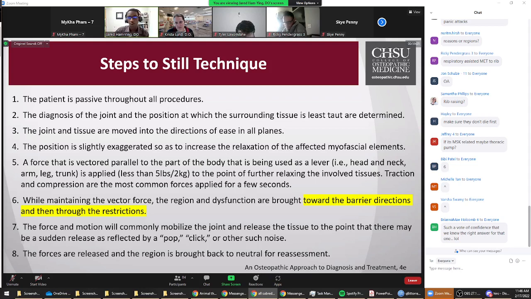Holding that force down is going to further disengage that joint space, cause more laxity there, more unloading of that area, and allow you to then push into the barrier. All right, so you start in that ease, exaggerate the ease. You're going to have that force applied, compression or traction, and then you're going to move while holding that compression or traction vector force into the restriction. Okay, it's a very quick process. We're going to have a little video to show what that actually looks like, as well as in lab. I will demonstrate this to you all. Okay, once you're through that restriction completely, you can release your force. You might have that pop or click, you might not. Then once you're done, you return to neutral and reassess.